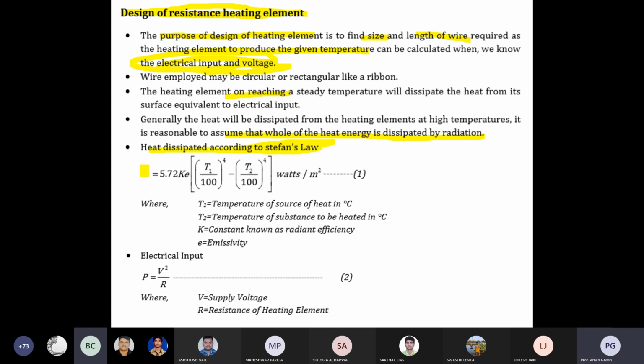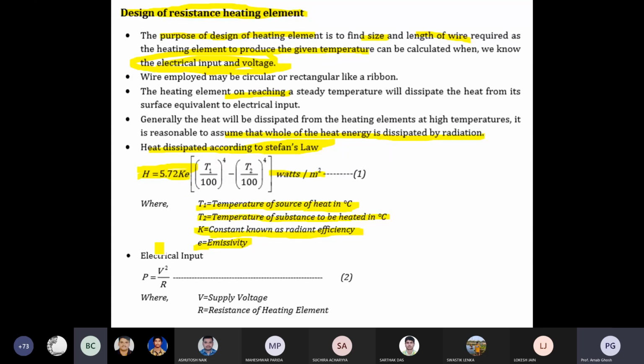Okay, those are the laws. H equals 5.72 K [(T1/100)^4 - (T2/100)^4] watt per meter square, where T1 is the temperature of the surface of the heater in degree centigrade, T2 is the temperature of the surface to be heated in degree centigrade, K is the constant known as the radiant efficiency, and e is the emissivity. So all are important factors to calculate that value.